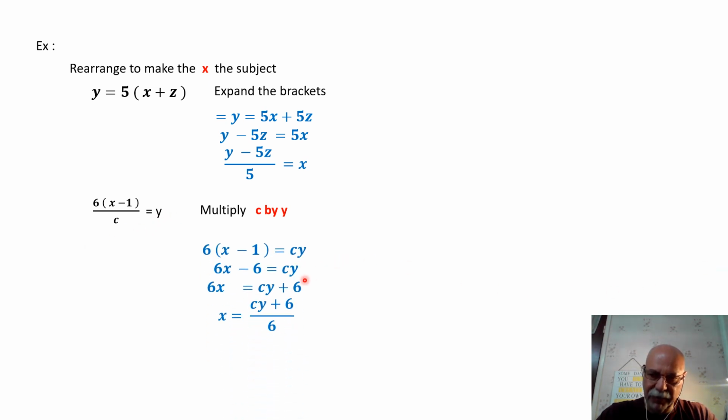You see the question like this. Opening the bracket first: 6x, 6 times minus 1, equals cy. 6x equals cy plus 4 plus 6, after I change and transfer this to the other side. Now x equals cy plus 6 over 6. In this x, I change y to x.